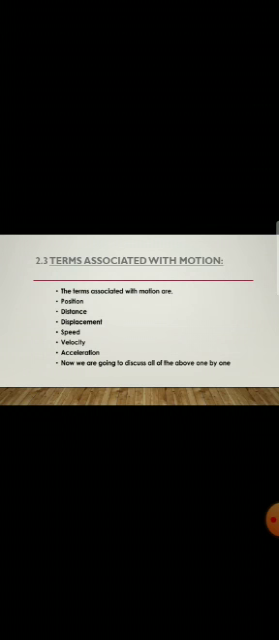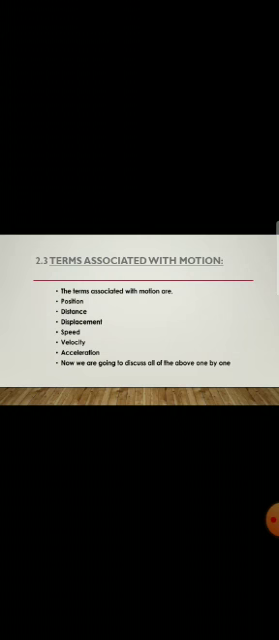Bismillahirrahmanirrahim. Dear students, I am your physics teacher and today we will start the topic, the terms associated with motion, which is from unit number 2, kinematics, on book page number 34. So the terms associated with motion are position, distance, displacement, speed, velocity, acceleration.